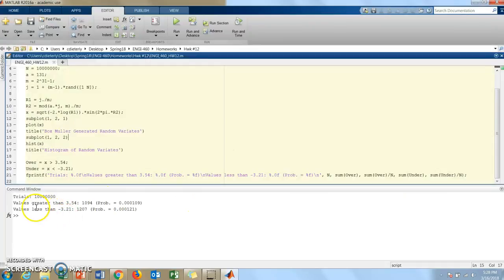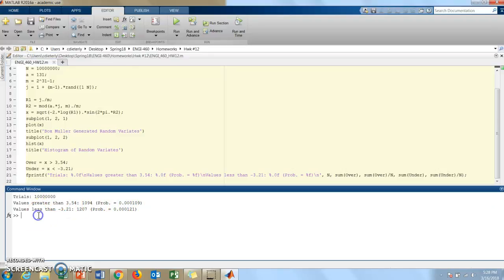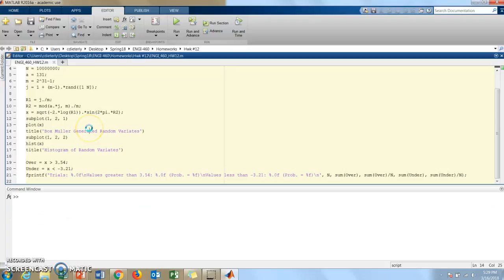And so we have here, of the 10 million, values that were greater than 3.54 were 1,094, and values less than negative 3.21 were 1,207. And this is just the probability, this value divided by the 10 million. And so if we run it again, it'll just be different each time.